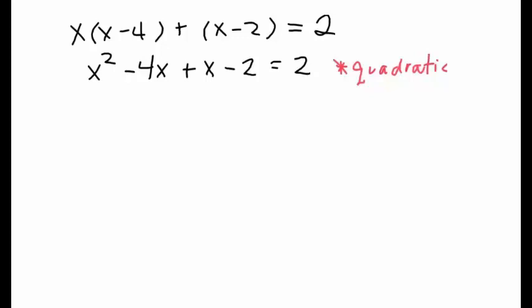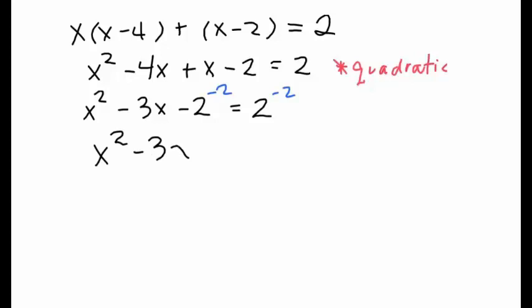This means we need to move everything over to the left-hand side and set our equation equal to 0. I'm going to go ahead and combine my x terms. So we have -4 plus 1, that's -3x. And in order for us to move our positive 2 over, we'll subtract 2 from both sides. So that leaves us with x squared minus 3x minus 4 is equal to 0.